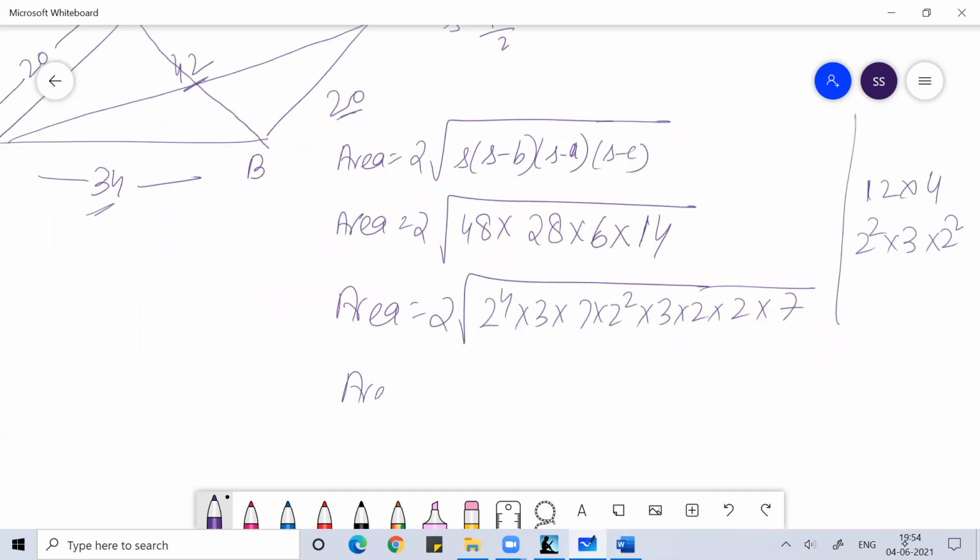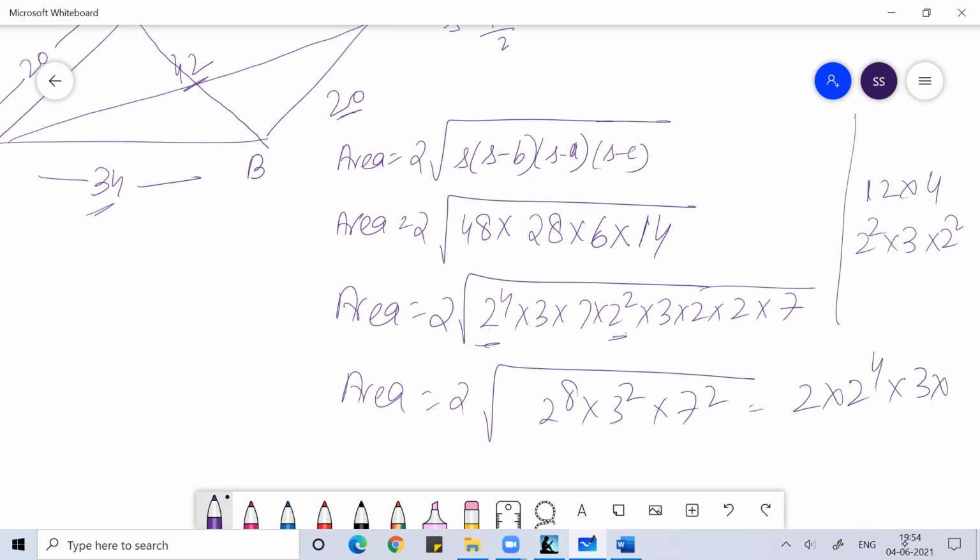Simply we will find the area. This is 2 under root. This is 4, so 4 into 2 into 7 into 6. This is 3 square, this is 7 square. So 2 into 2 to the power 4 into 3 into 7. This is 32 into 21. 32 ones are 32, 32 twos are 64. So 672, 32 into 21. Yeah, 672.